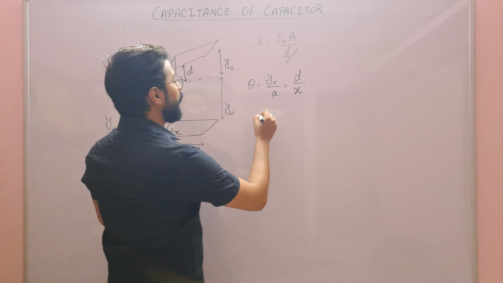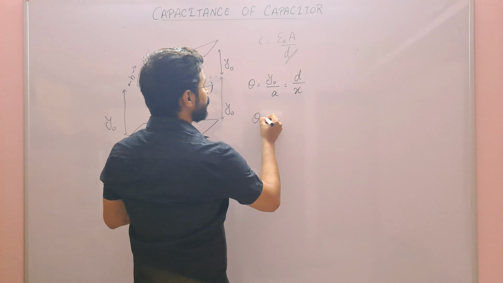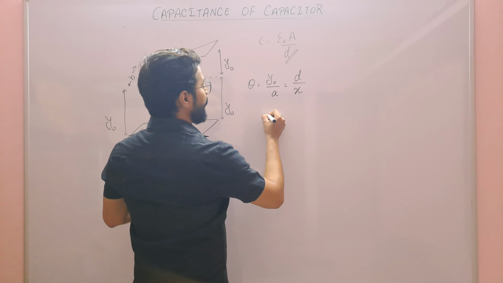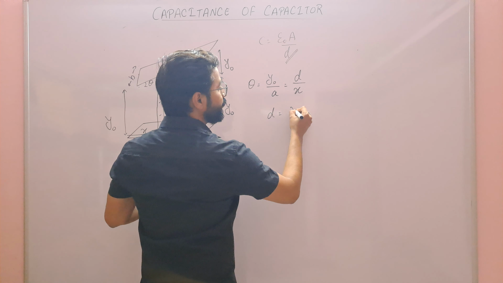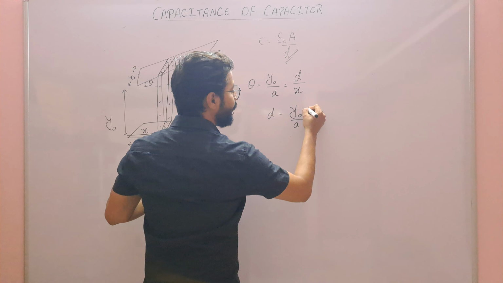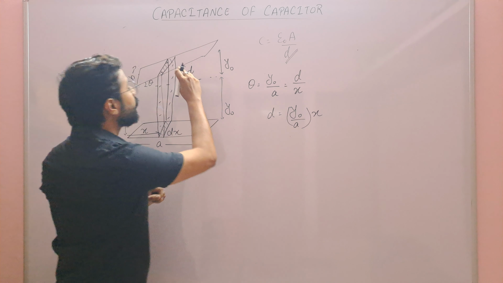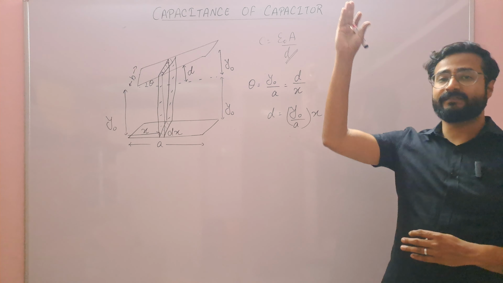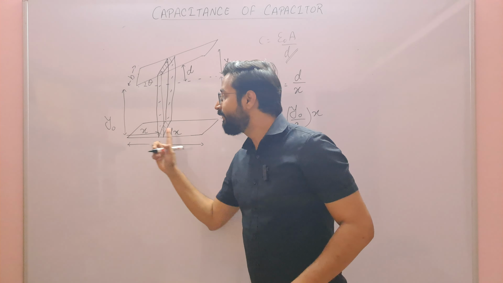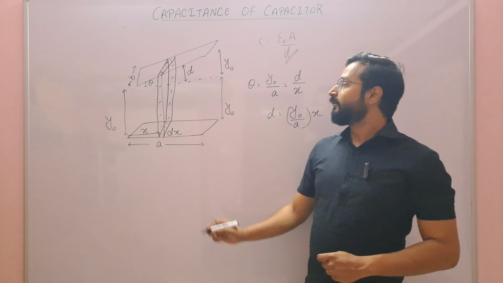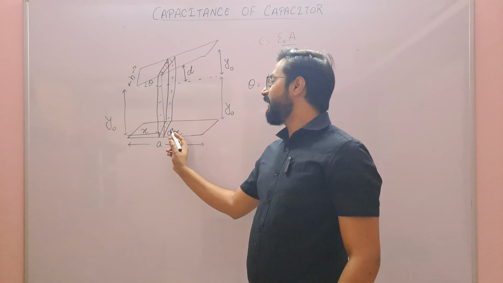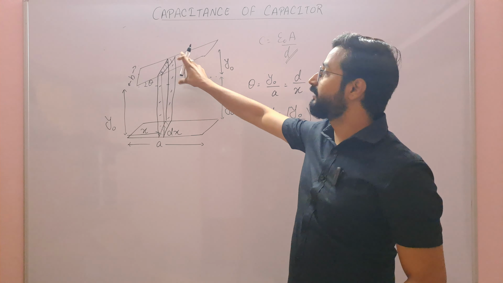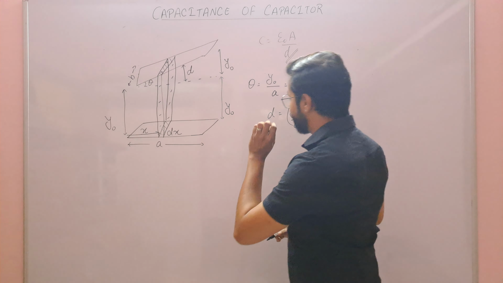From here, I can write d equal to y naught upon A into x. So I have got this distance, which is in the y-axis direction, in terms of the x-axis direction. That way we have only one variable, that is x. That's why I have converted this height in the direction of x.